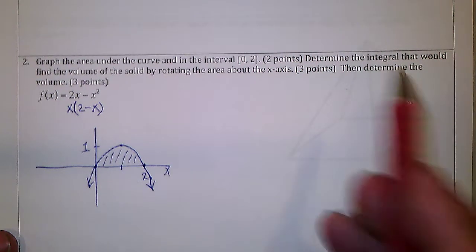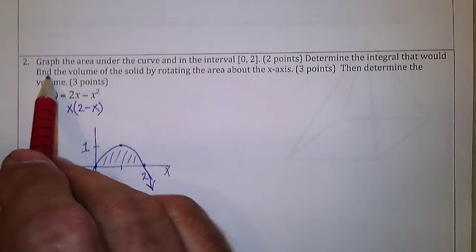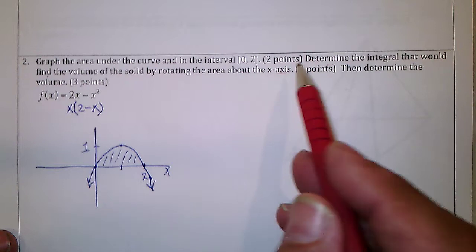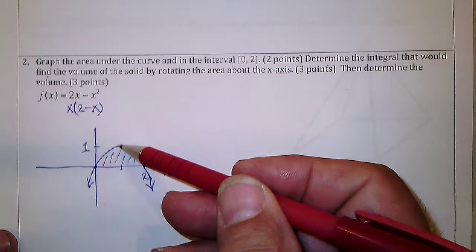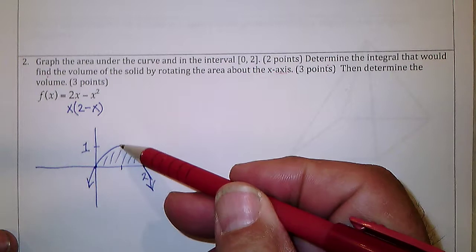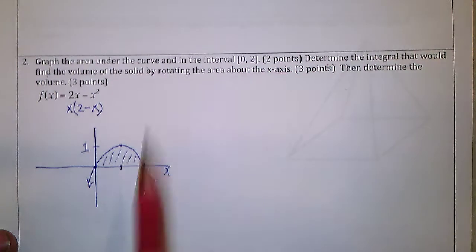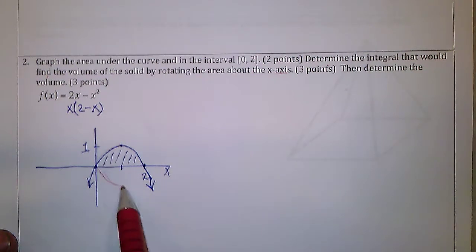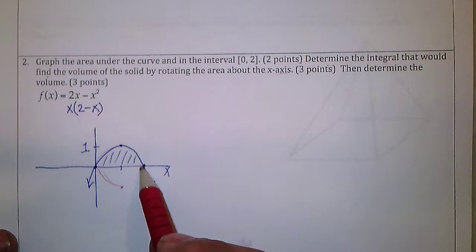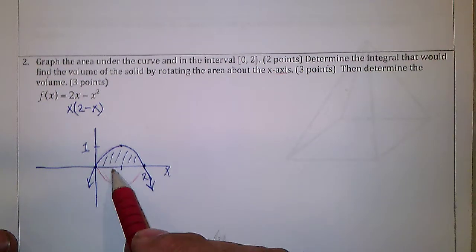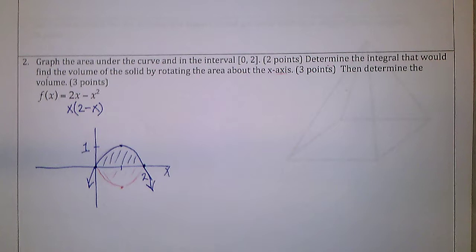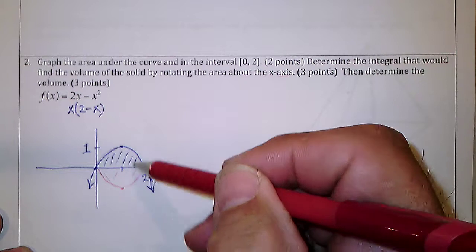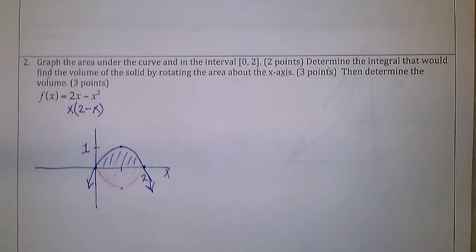And then it says, determine the integral that would find the volume of the solid by rotating the area about the x-axis. So we're going to take this, and it's going to come up and go back down here. And this curve would go down to here. And this curve would go down to here. Draw that image if you need it. And that's about the x-axis. So it's coming up, over, down, behind, and back out. Okay?